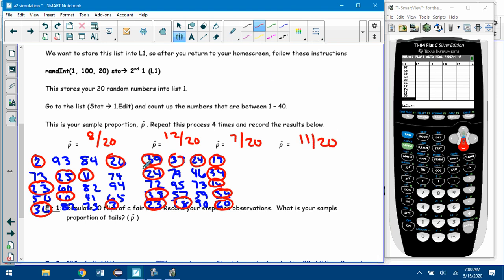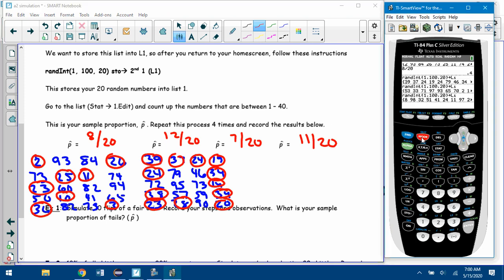Okay, so there's my sampling distribution of sample proportions. What do I get if I take the average of all those? Now we know the true population proportion is 40% here. So I would hope that when I average these all together, I get close to 40%. Looks like I'm going to be a little bit higher.